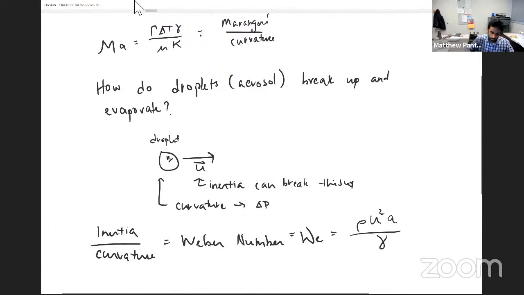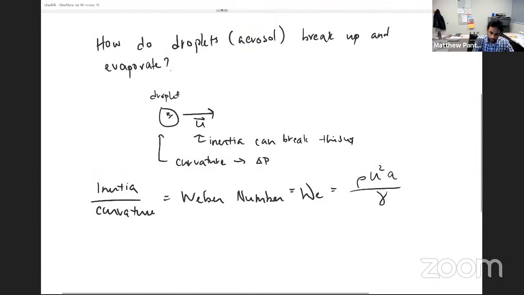Okay, so that's one relationship we have. So we have a scaling relationship that can compare these two effects that we have here. Okay, so what about the effect of pressure? There are other things that we can think about in terms of the stability of a smaller droplet.